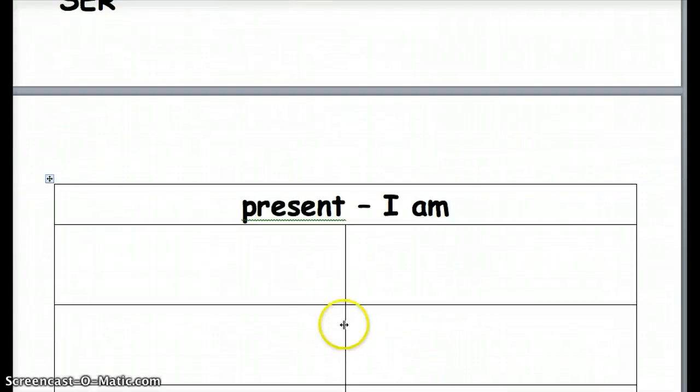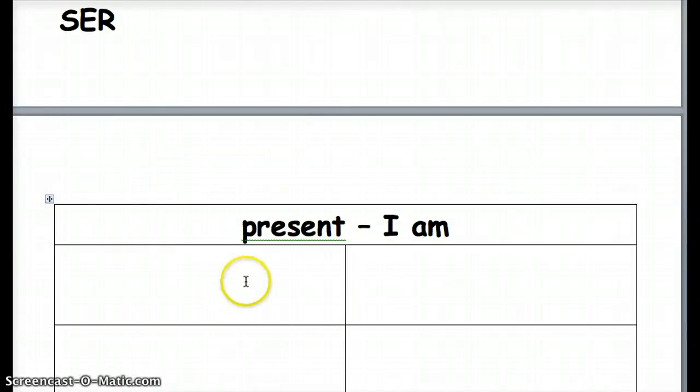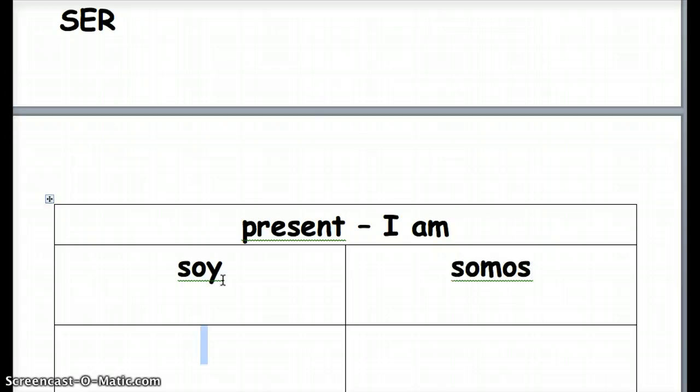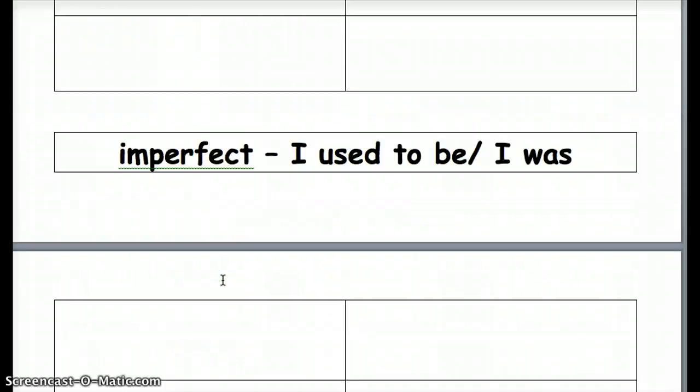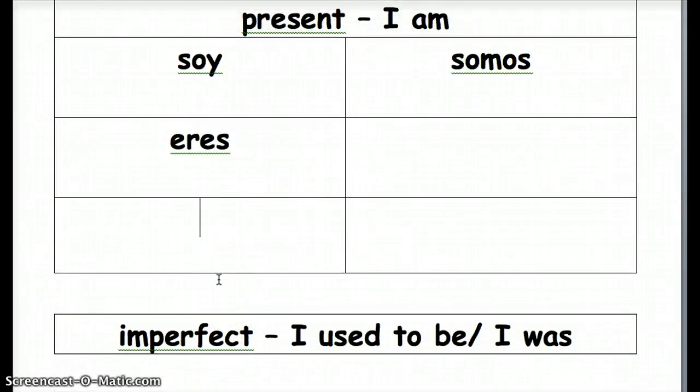Here are the conjugations of ser in the present tense. So, I am, soy, somos, we are, eres, you are, he or she is, él or ella es. You could also say you are when you're being formal, usted es, so if you were speaking to me. And then finally, you guys are and they are, son. Ustedes son, ellos son.